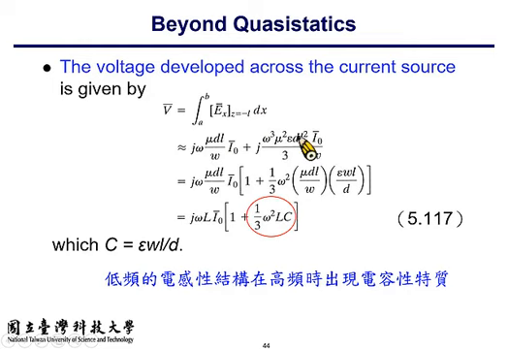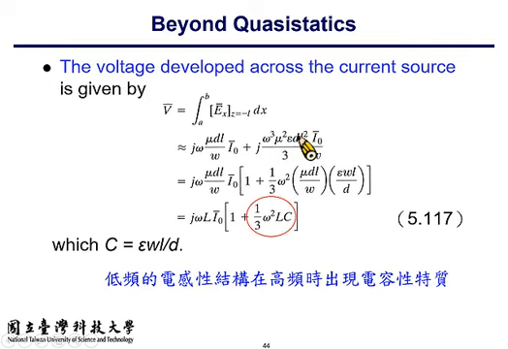And we also substitute the representation of the structure's capacitance and inductance. So here's the expression for the inductance, and here's the expression for the capacitance. So you can substitute them with L and C in this equation. So here you have 5.117 j omega L I sub 0, and the middle parenthesis is 1 plus 1 over 3 times omega squared times LC.